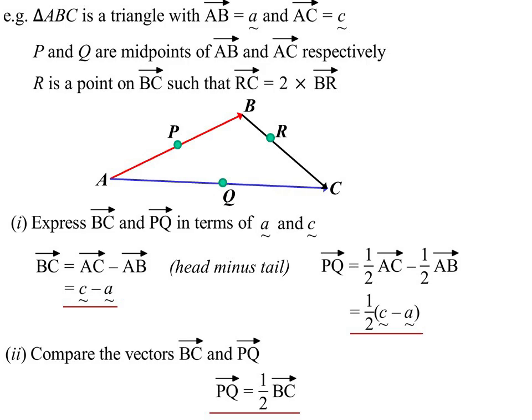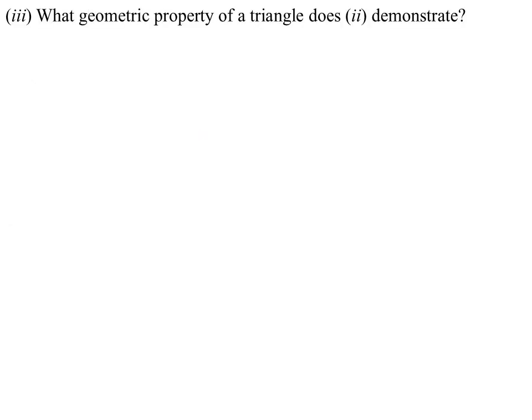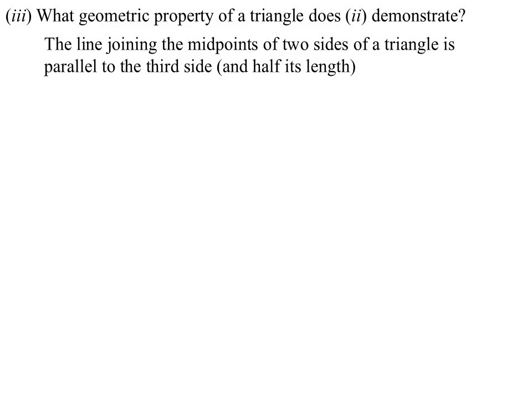Well, basically, they're the same vector, but one's half the size of the other. So I know that the vector PQ is half of the vector BC. Well, what does that tell me about a triangle? Well, it tells me that if I join the midpoints of two sides in a triangle, it's always going to be parallel to that third side. Because what we just said was that PQ is half of BC. So the direction's the same, they're parallel. But the other thing we just saw, join up the midpoints, that's going to be half as long. So that's a feature of a triangle.